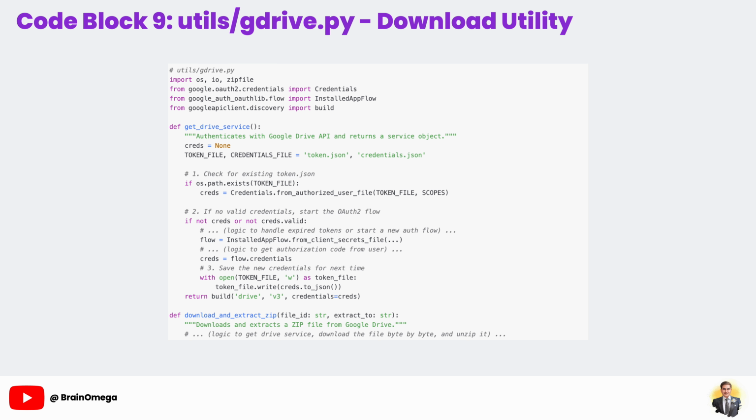Upon success, it saves your credentials in a token.json file. On all subsequent runs, it will find this token.json file and reuse your credentials without asking you to authorize again. The download and extract zip function then uses this authenticated service to download the specified file from Google Drive. It downloads the file into an in-memory buffer, shows the download progress, and then uses Python's zipfile library to extract the contents, our model and tokenizer, into the correct directory. This makes the initial setup of our project completely automated.